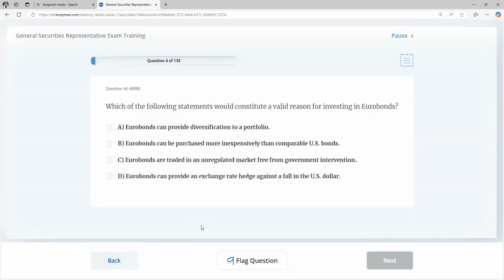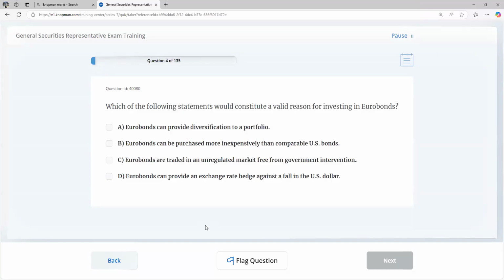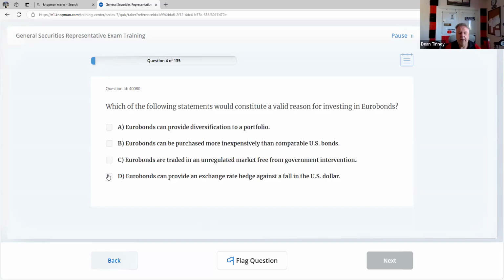Yep. So, Eurobonds can be purchased more inexpensively. Eurobonds are traded in an unregulated market. They can provide an exchange rate hedge. When they're talking about the exchange rate hedge, are they just talking about something like the spot rate? Yeah, so if you're getting euros, would that be a hedge against the fall in the dollar? If the dollar is going down, that means the euro is going up. So that would be a hedge. Yeah, I think that's the right answer.